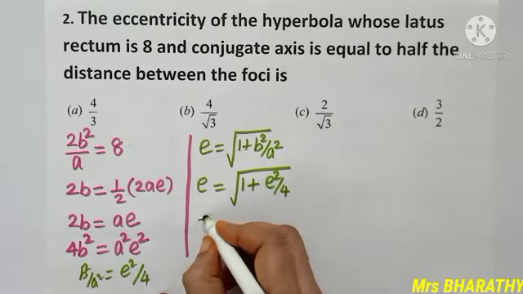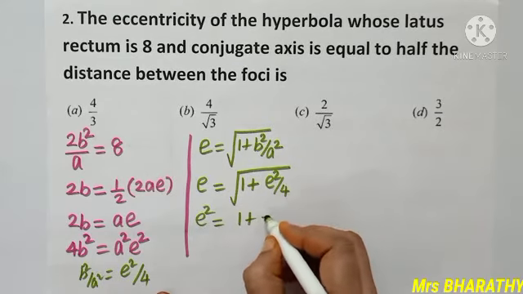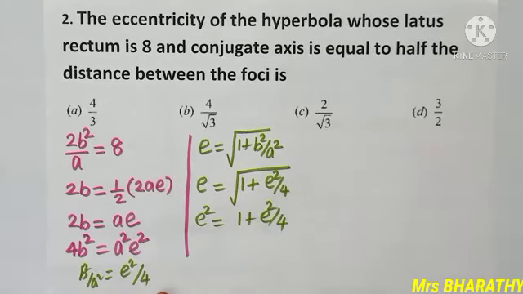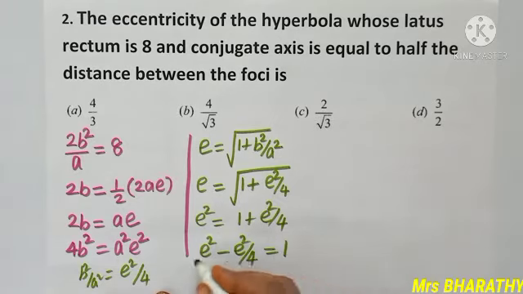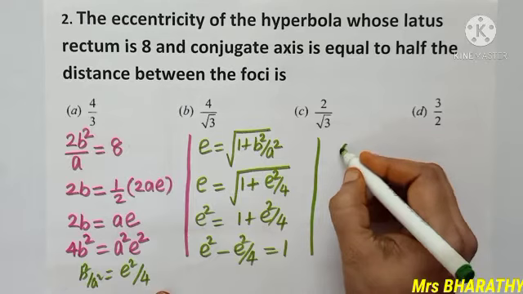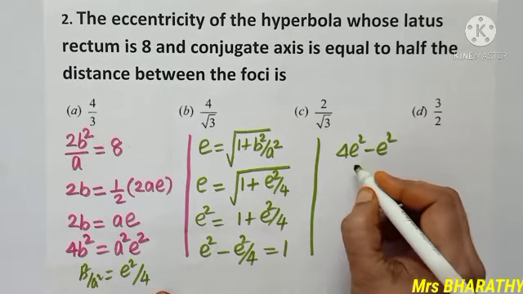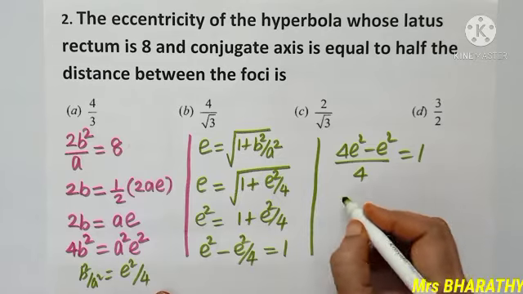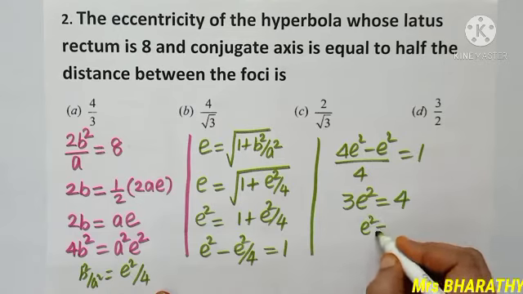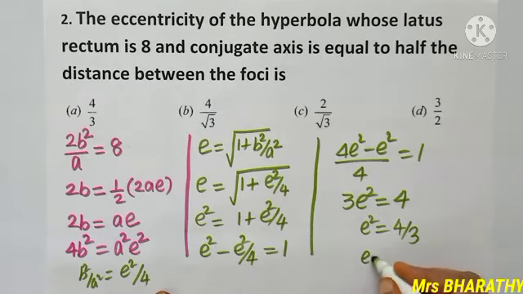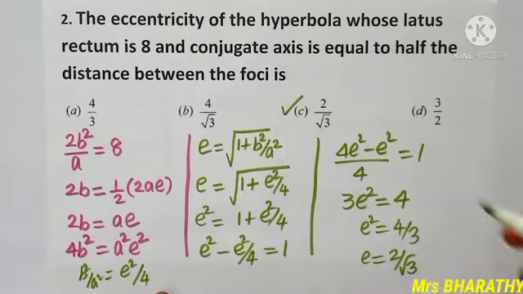Squaring on both the sides, e square is 1 plus e square by 4. Bringing to the left, e square minus e square by 4 is 1. Taking LCM, it is 4e square minus e square by 4 is 1, or 3e square equals 4. e square equals 4 by 3. e equals root of 4 by 3, that is 2 by root 3. So the correct option is C.